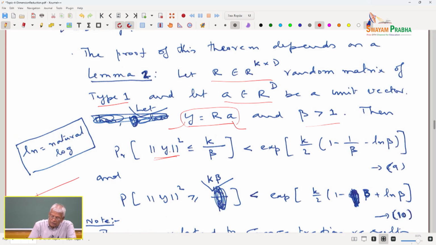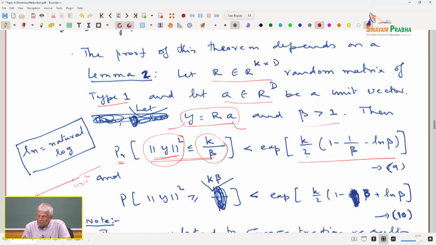This is called the norm of the vector y. Now I want to make sure the norm of the vector y could be anywhere, because the square of the norm of the vector y is a positive random variable. So what is the probability that the square of the norm of y, the image of A, will be less than k by beta? We are going to show the claim that this probability is less than e to the k by 2 times (1 minus 1 over beta minus log beta).